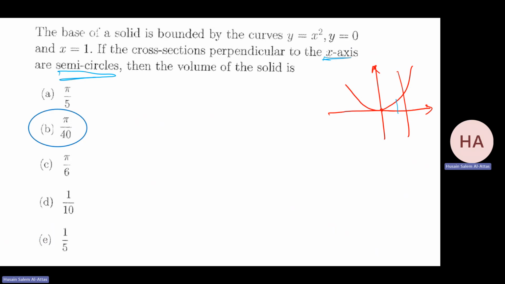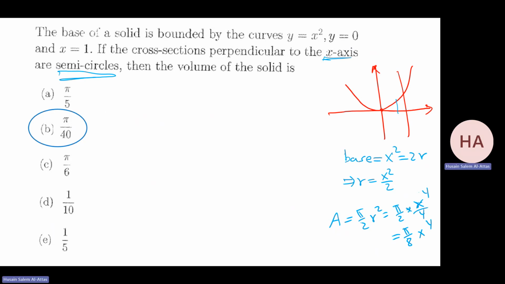So I have this. So my base will be what? x squared. Don't forget, this is 2r. So r equals x squared over 2. And this is my circle, and the area will be pi over 2 r squared. That will be pi over 2 times x to the power 4 over 4. That will be pi over 8 x to the power 4.